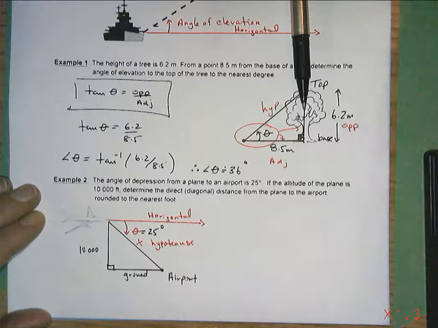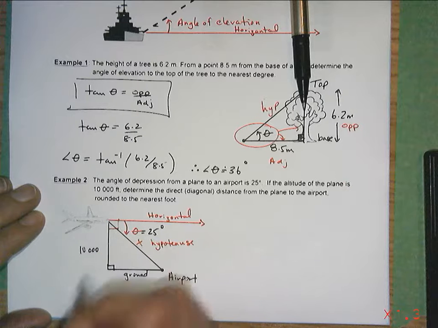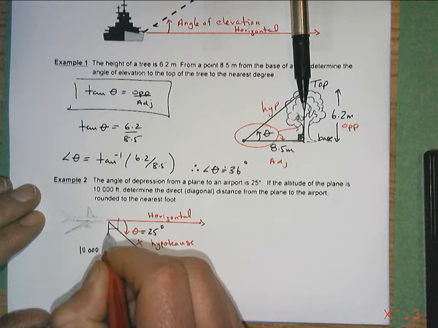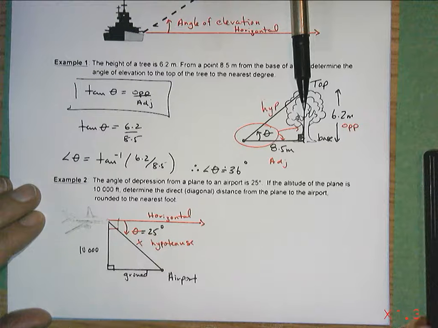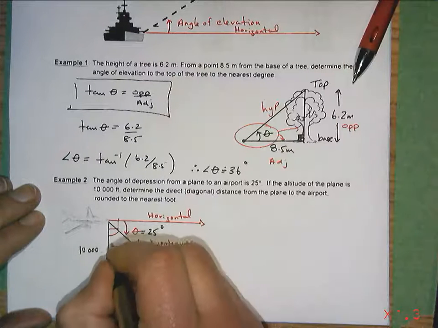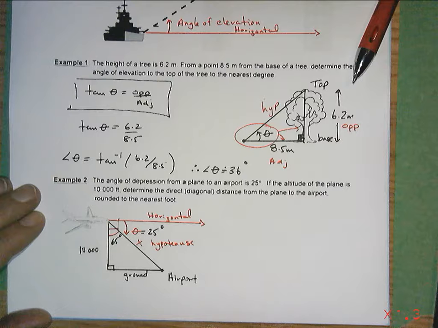Now there's two ways to do it. Do you see this? This makes a 90-degree angle. That means that this is 25. This must be 90 minus 25. So we can say 90 minus 25, and it is going to be 65 degrees. That is one way that we can do this question.